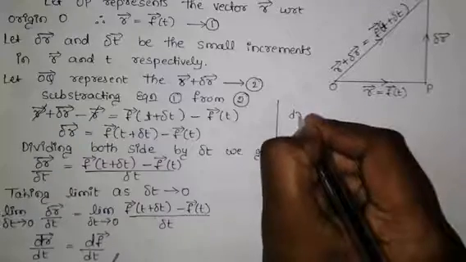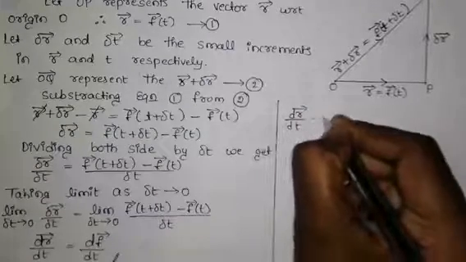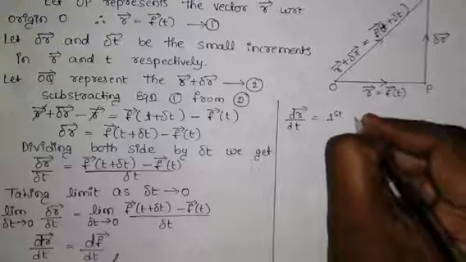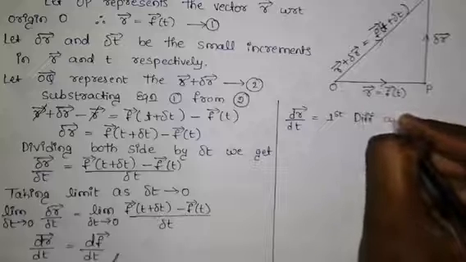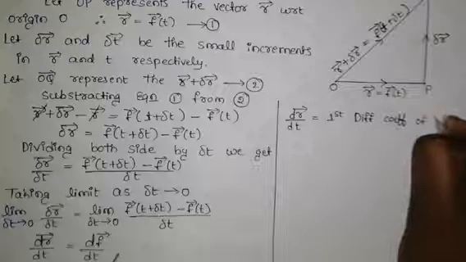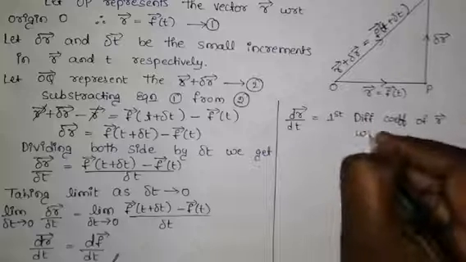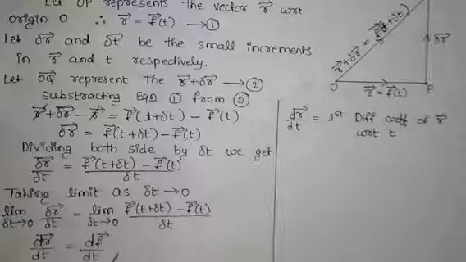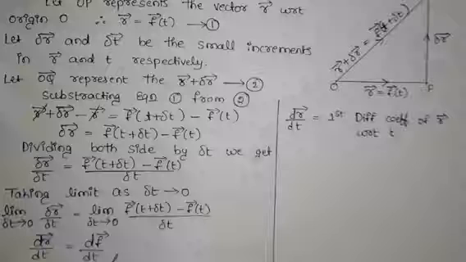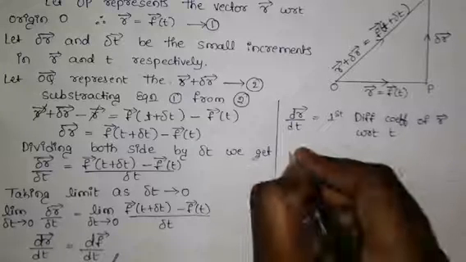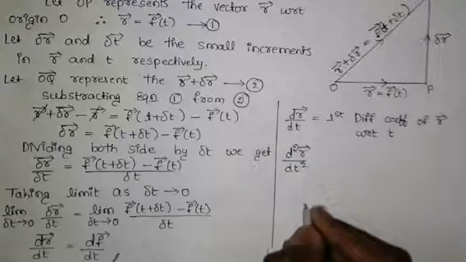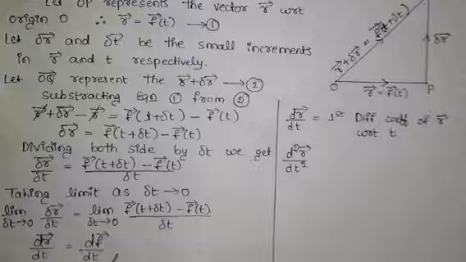Here vector dr by dt is called first differential coefficient of vector r with respect to t. Again, vector dr by dt is also a vector function of scalar variable t. We can find its differential coefficient with respect to t. Then it can be denoted as second differential coefficient, that is vector d square r by dt square. Similarly, we can find it for higher order of vector r.